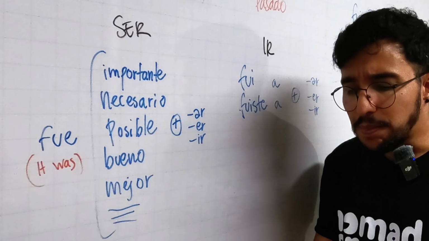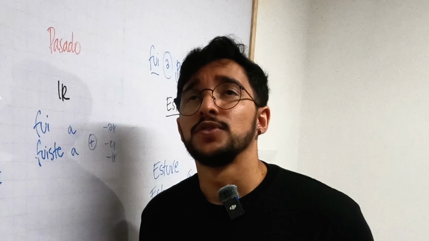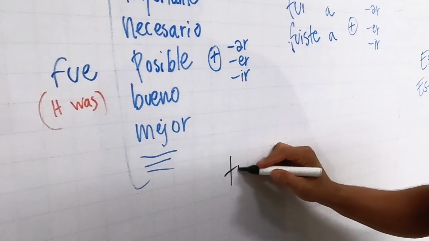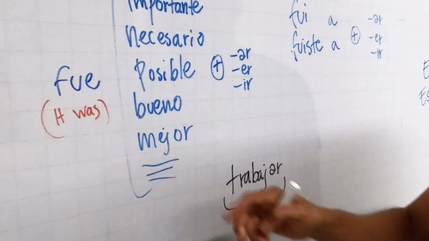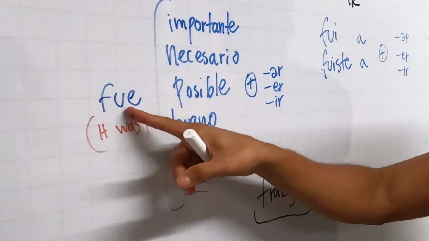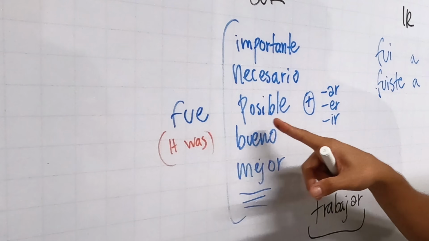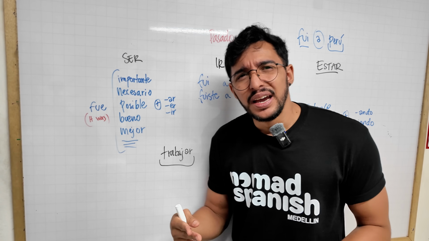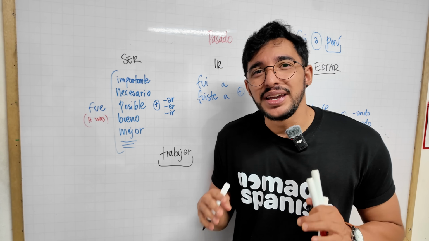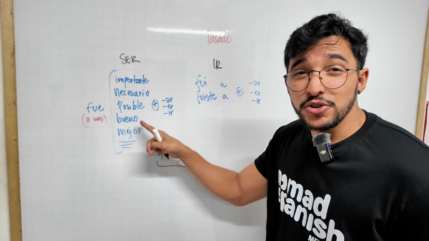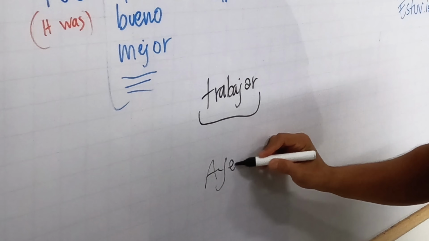Let's say you want to practice this and then you say, okay, I'm gonna practice with the verb to work. Trabajar. Now that you know that you're using trabajar, you can say it was important to work. Fue importante trabajar. Fue necesario trabajar. Fue posible trabajar. How do you say it was impossible to work yesterday? Pause the video. Yeah, it would be fue imposible trabajar ayer, which is the word for yesterday.